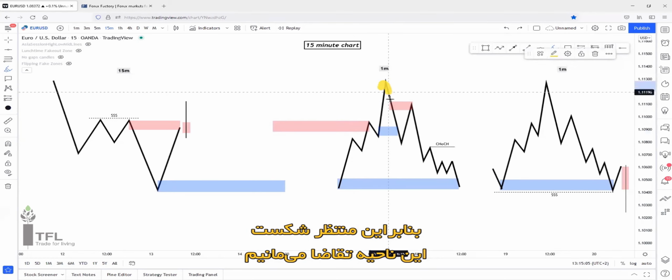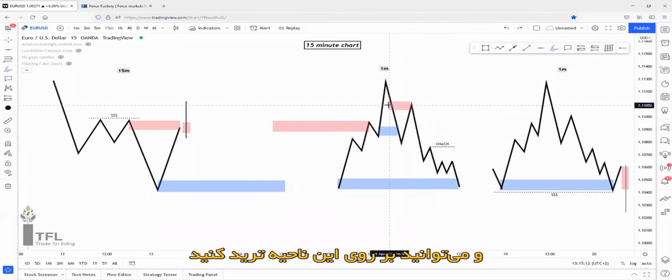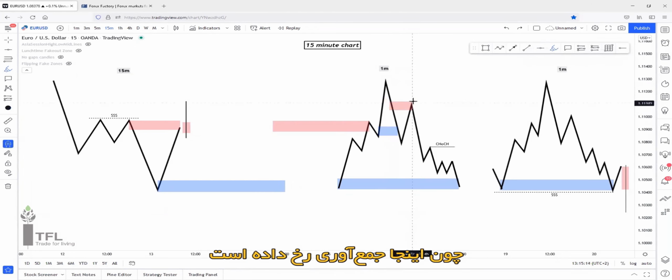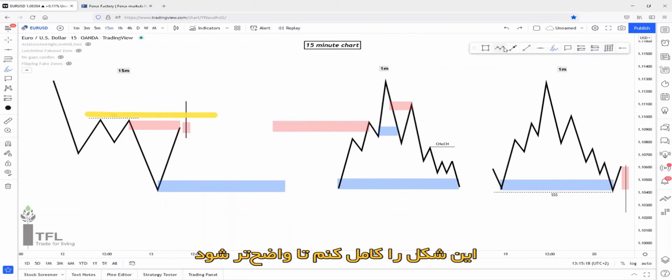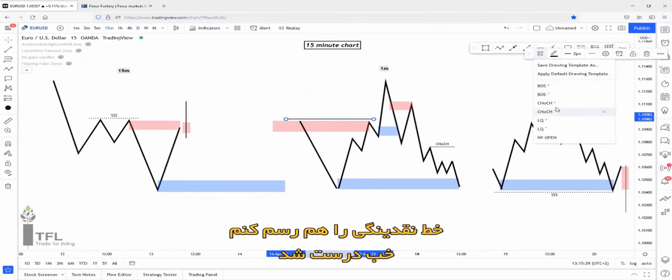So we can just simply wait for a break of this demand, and we can wait for a reaction on this 1 minute zone that has caused the break. And you'll be able to execute a position on this zone, because the sweep has happened right here. Sorry, here's another tab. Let me just draw it right here, it will be much cleaner. Here's the second tab, and I will draw the liquidity line too.